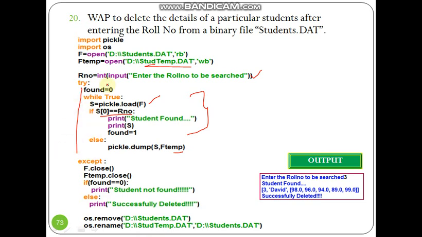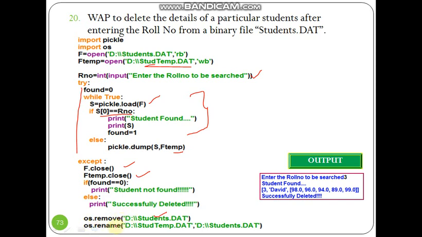When we complete this process, all the student details except that particular student will be there in the temporary file. Then we are closing both the files, and based on found we are displaying student not found or successfully deleted messages. Now we need to rename the file. Before renaming, first we are deleting the original file student.dat using the os.remove method of the OS module. So the file is deleted now.